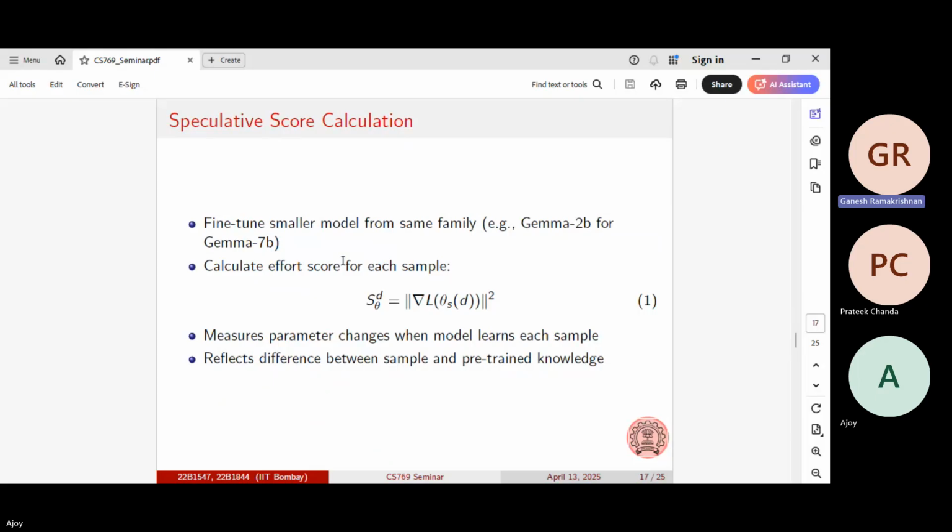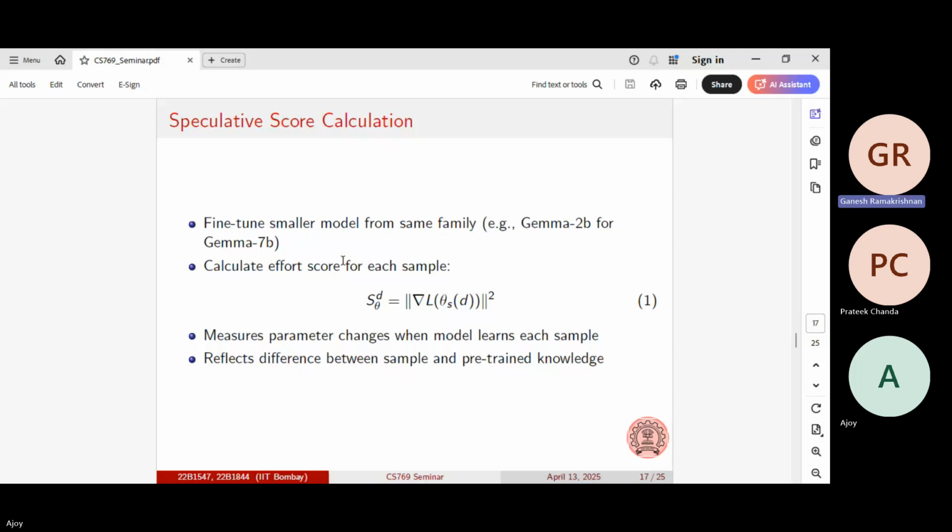So the effort score is basically parameter change. Model learns each sample. It's just projecting the parameter change. Oh, this is not using Adam. It's just, yeah, but they don't use Adam at all.